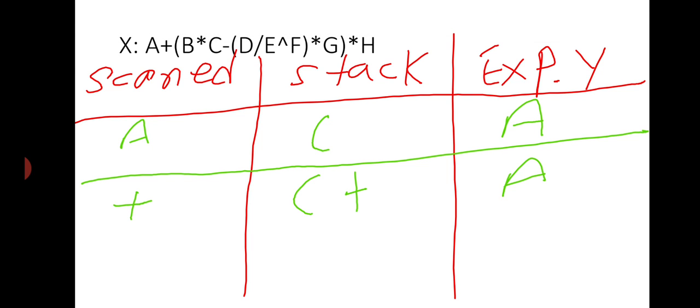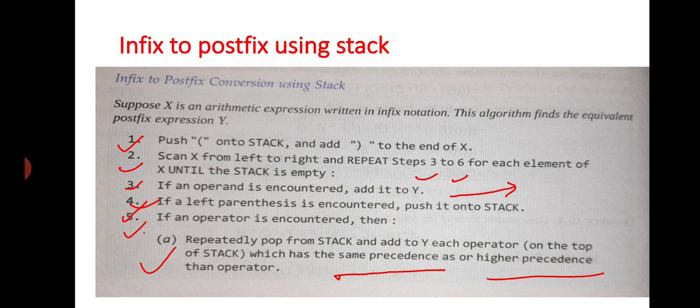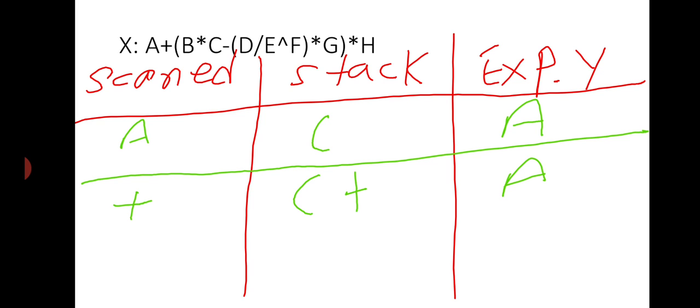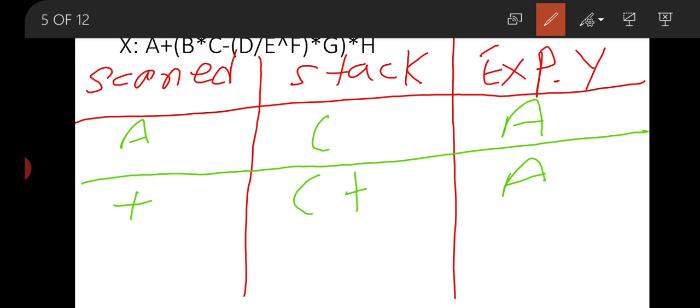If we scan, then we encounter the left parenthesis. We can see that we are getting a left parenthesis, and we have to go by our algorithm. In the algorithm we have to follow step 4: if a left parenthesis is encountered, push it into stack. So our next symbol is left parenthesis, and we are going to put it into stack, and our expression status is again a. Now I hope there is no doubt in these three scannings of symbols.